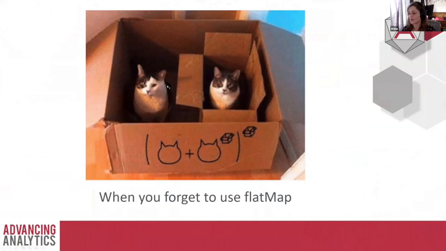That explained more simply using cats, because you've got to have a cat slide. We've got a cat in a box, and then a box in the box with another cat in it, and that's essentially an illustration of when you fail to do flatMap properly. So you wanted 2 cats in a box, but you've ended up with a cat in a box and a box in the box with a cat.